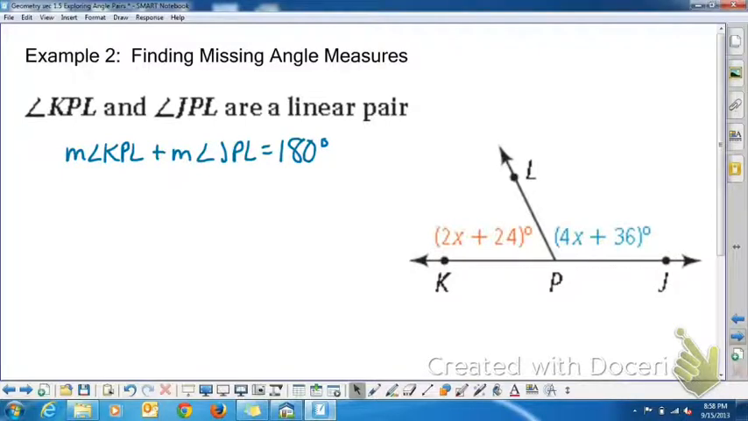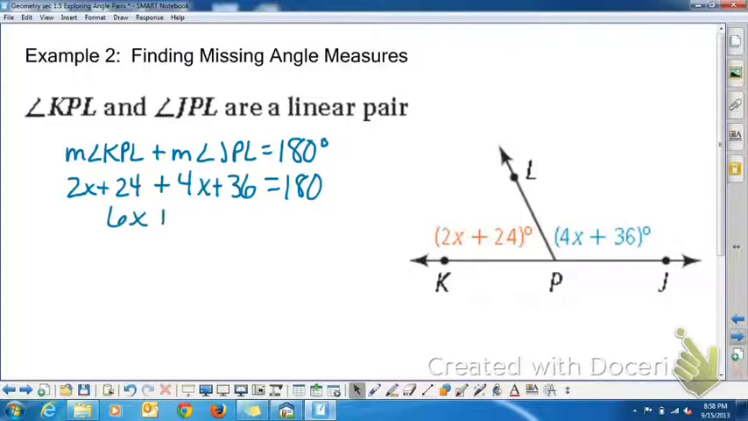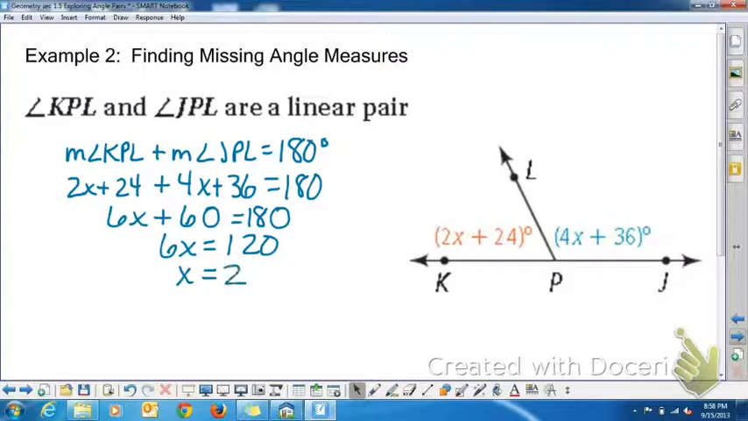If angle KPL is represented by the expression 2x plus 24, and angle JPL is represented by the expression 4x plus 36, we can substitute in those values to solve for these missing angles. We would combine like terms, 2x and 4x to get 6x, and 24 and 36 to get 60. Now we'll use the subtraction property to isolate the variable, and the division property to know that x is equal to 20.